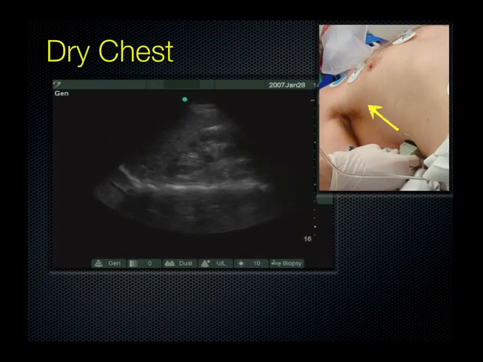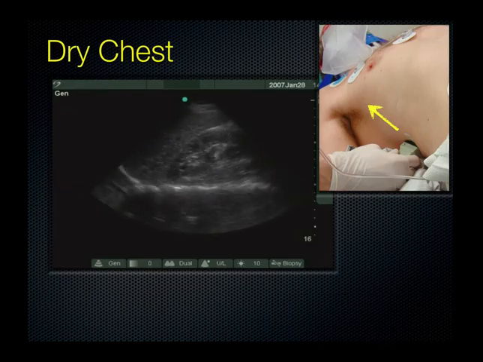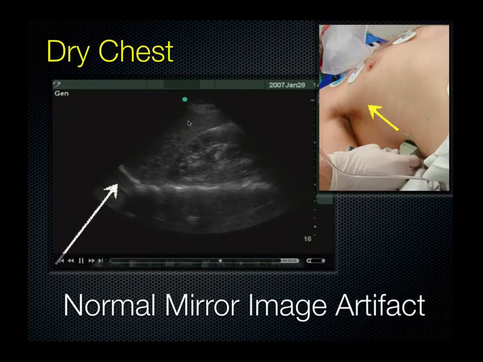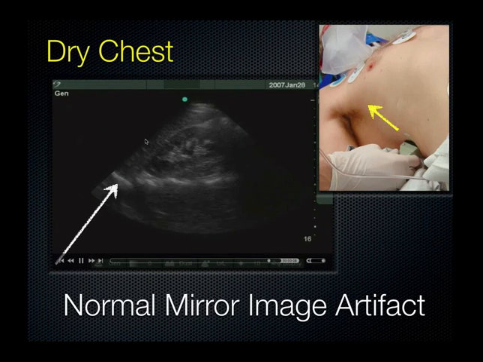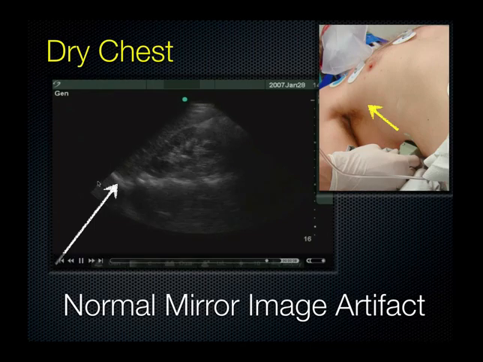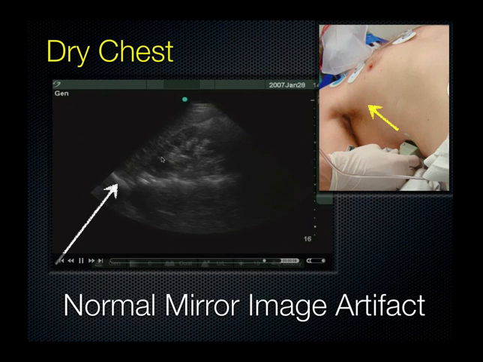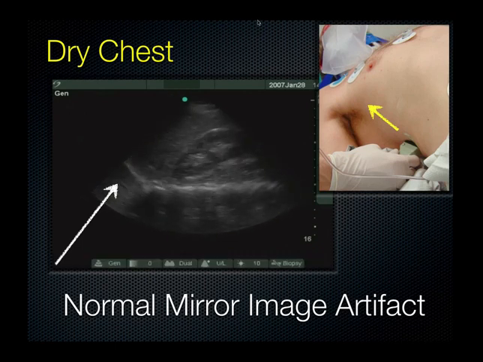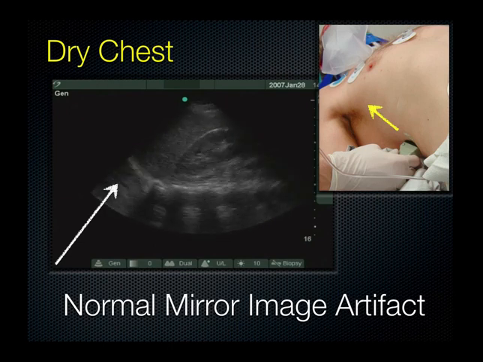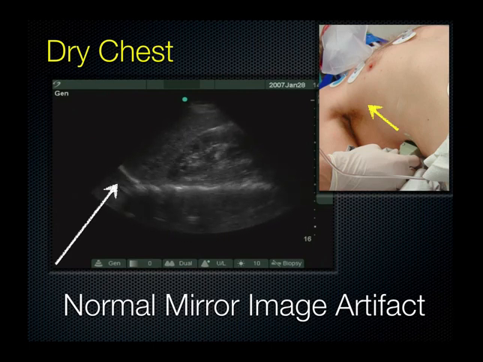Here's an example of a chest with no fluid. And what we're seeing here is something called a mirror sign. Mirror image artifact is when you have ultrasound beams coming through the liver or the spleen, reflecting off of the diaphragm and not able to go through because the lung on the other side will scatter the ultrasound beam, reflecting off the diaphragm and coming back to the probe in a delayed fashion. When this happens, the probe reads that delayed fashion as liver tissue or spleen tissue deeper to the diaphragm, and therefore it appears that there's liver on both sides of the diaphragm.